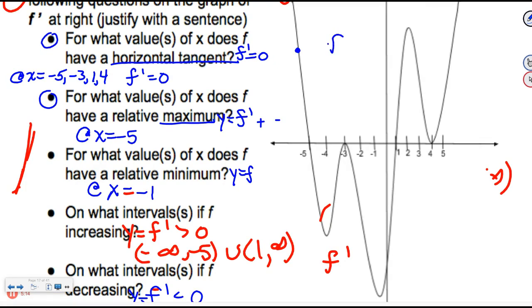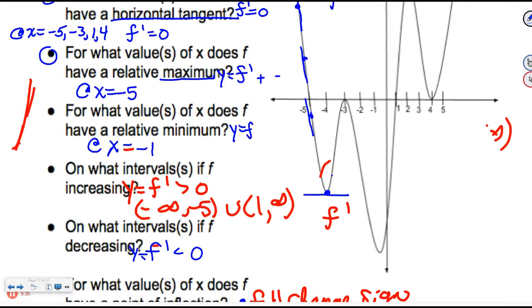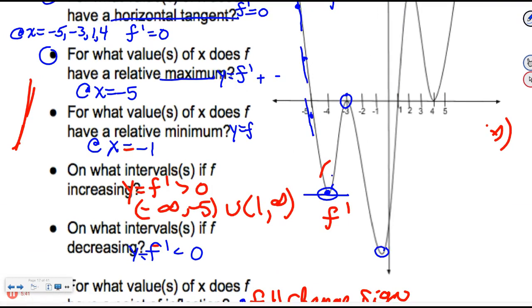because right here on f prime, this slope, f double prime, is negative. Slope here, f double prime, is negative. Slope here, f double prime, is negative. Right here, the slope, or f double prime, is 0, and then we go positive. So for this question, we're really looking for f prime to change from increasing to decreasing or vice versa. That happens here, and here, and here, and here, and here.